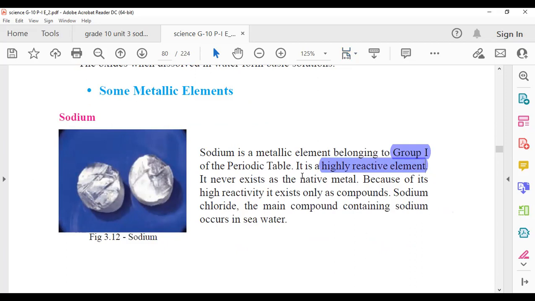Further, sodium is not a native metal. It does not exist in the form of sodium in nature because of its high reactivity. It exists only in the form of compounds. The most common sodium compound occurring in the world is sodium chloride. You can notice sodium chloride in the sea water.